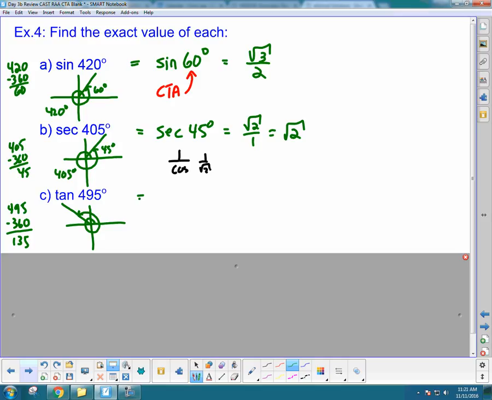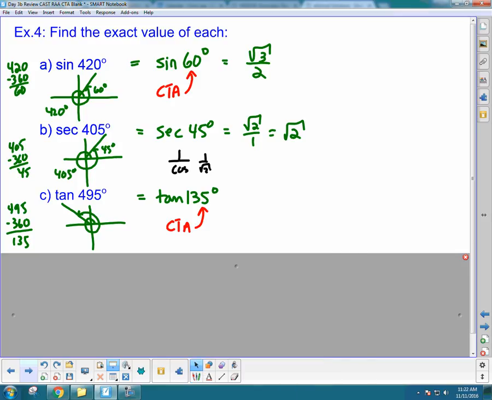So I know right away that this is the same as tan 135. So don't bother dealing with tan of 495. Find the coterminal angle first, and it'll make my question a lot easier.